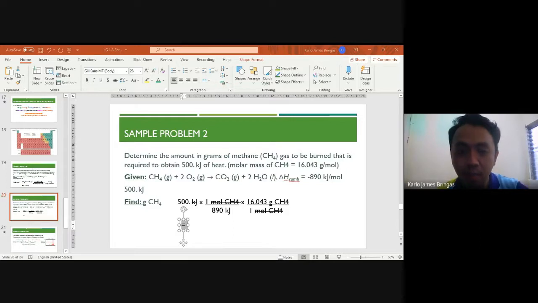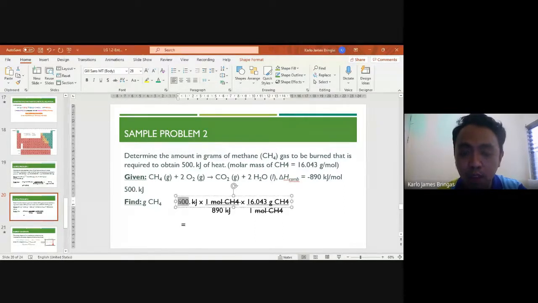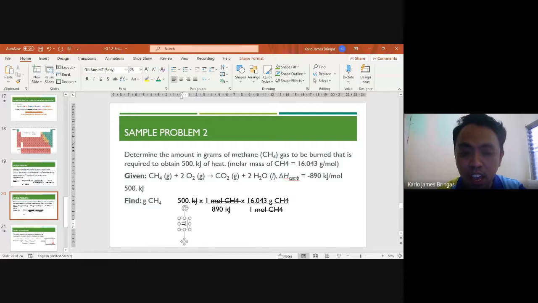9.013. Again, please express your final answer to the correct number of significant figures. So our final answer dapat, meron lamang siyang 3. Bakit 3? It's because this one, 500 kilojoules, only has 3 significant figures. And siya may pinaka-least number of significant figures in there. So typing that up, we now have our answer, which is now equal to 9.01 grams of the CH4.